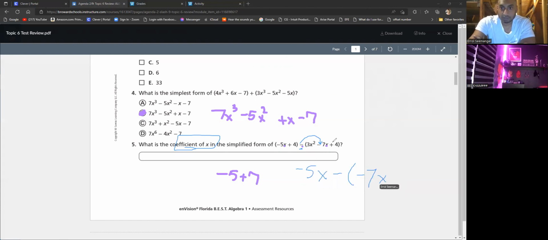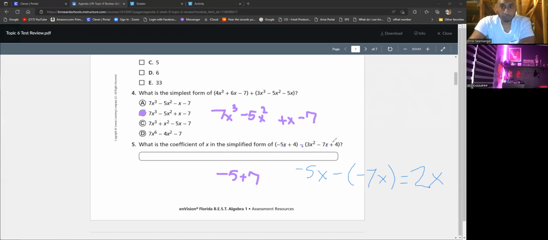How much is that? It's 2x. So what's the answer to the question? 2. Yeah, 2. But don't forget about that negative sign in the middle though. That's this one right here. Negative would be positive. That's why you got this positive right here. All right. So the answer on that one is 2.